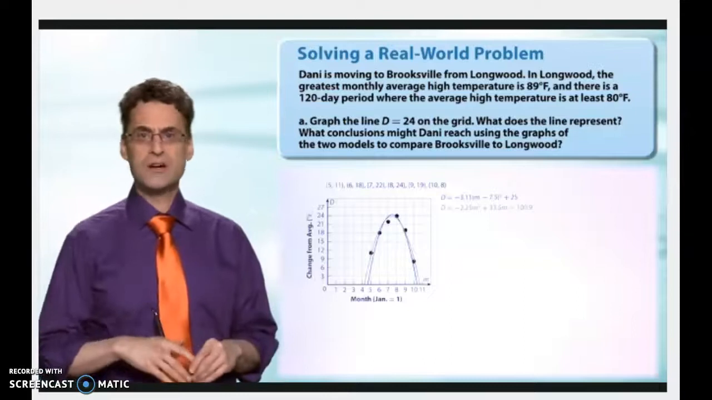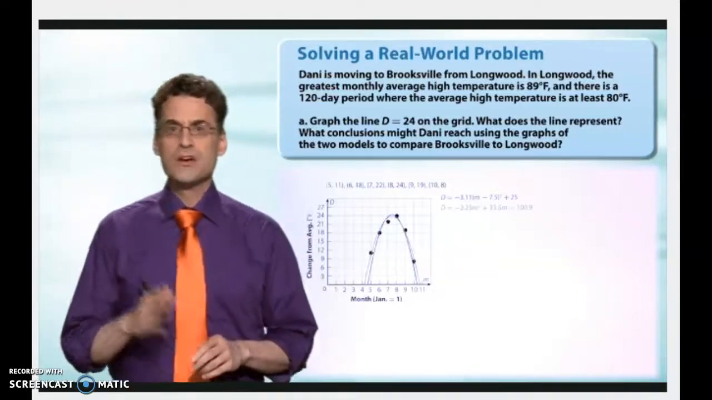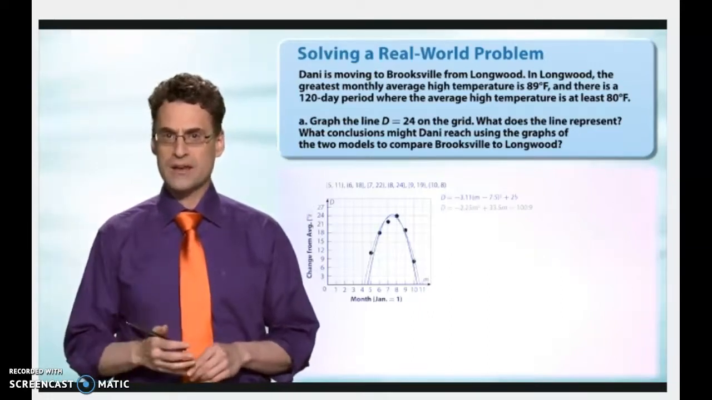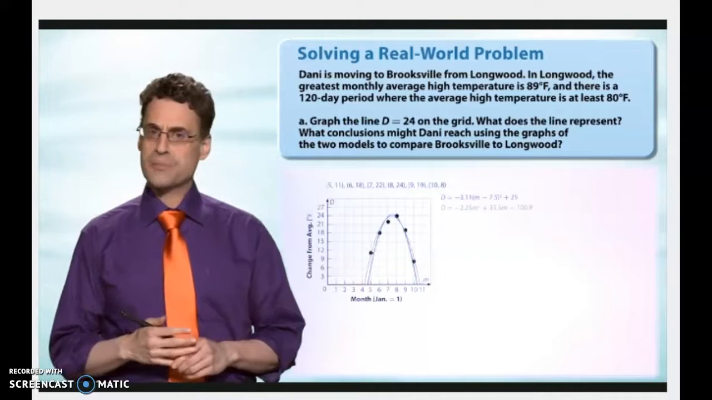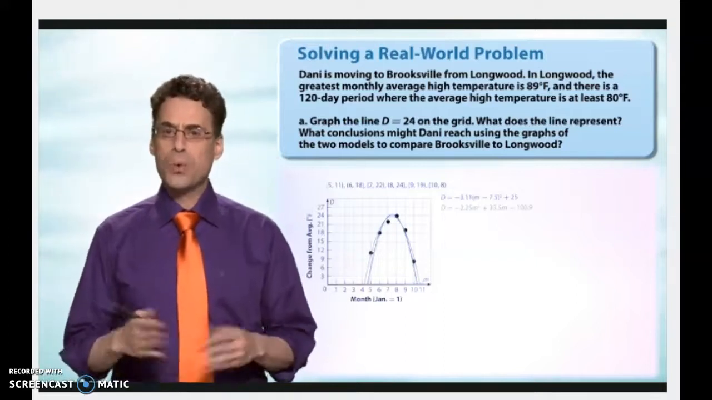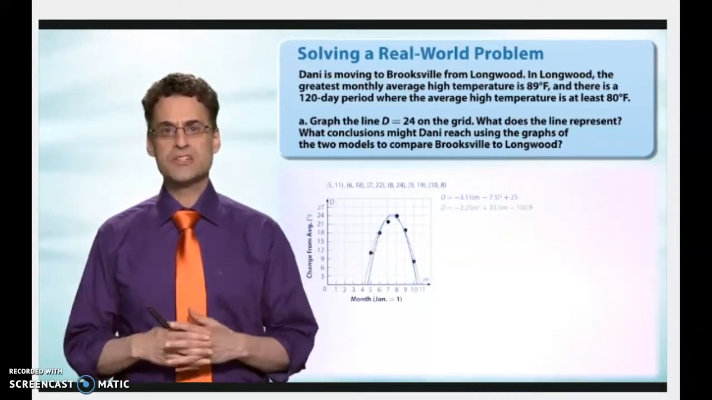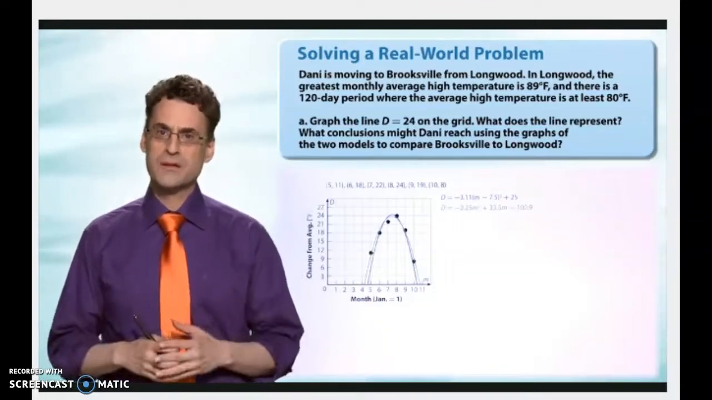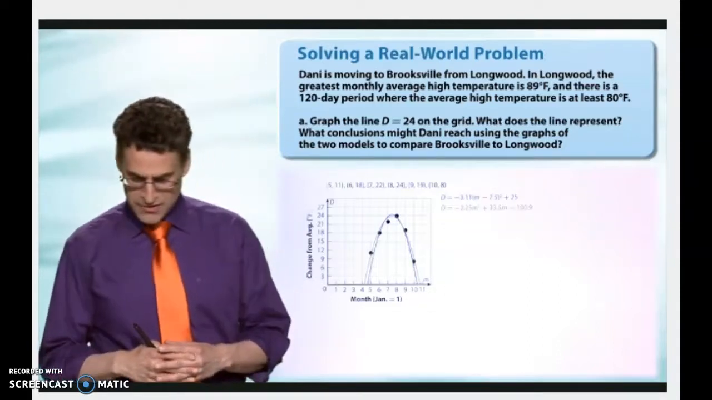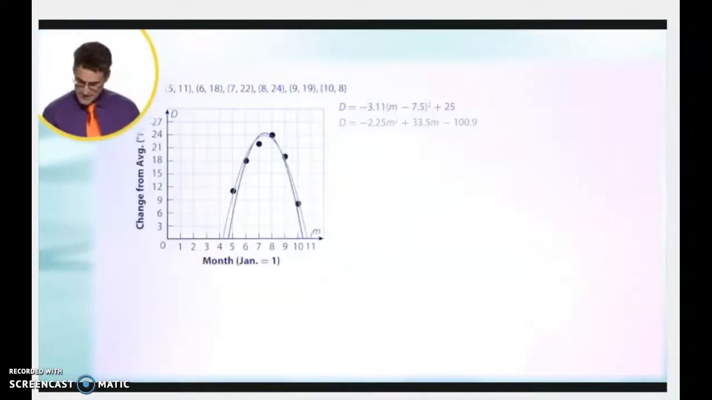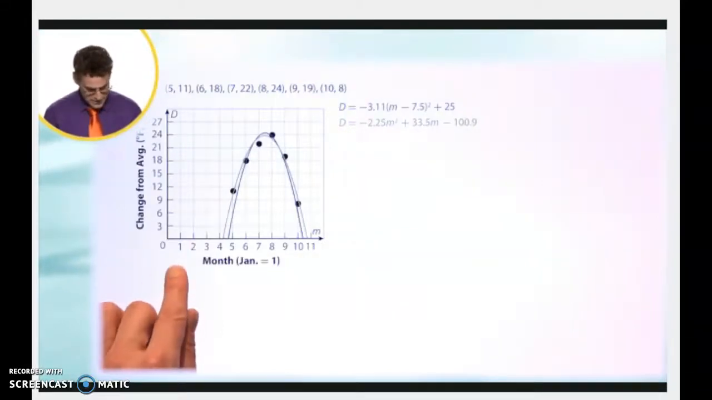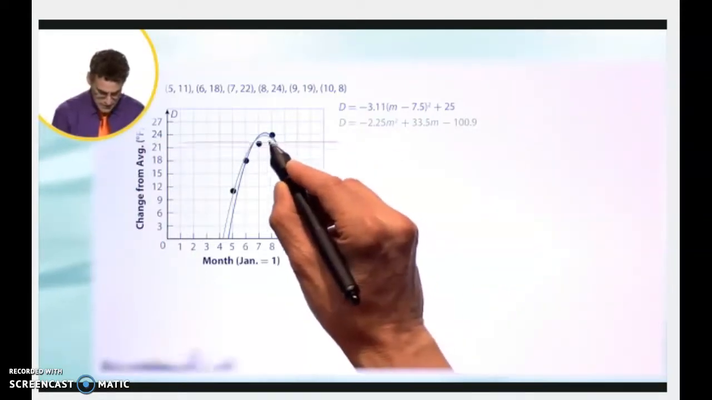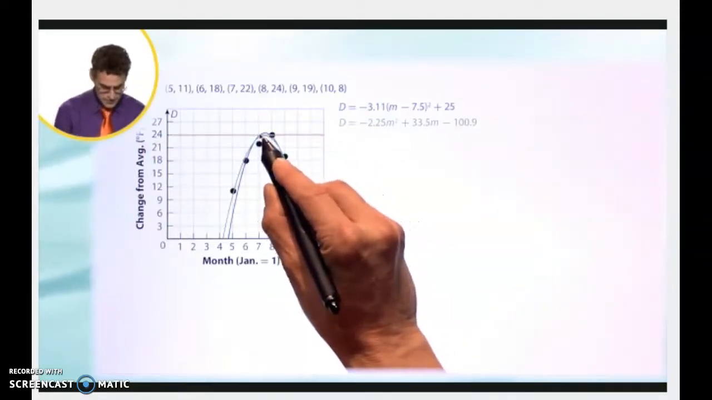So, a couple questions here. Here's the first challenge. Let's graph the line D equals 24 on our grid, and then figure out what that line represents. And then I want us to wonder what conclusions Danny might reach using the graphs of the two models to compare Brooksville and Longwood. Okay, so the first challenge is to look at the line D equals 24. D equals 24, that's way up here. I'm going to have a line right here, D equals 24.